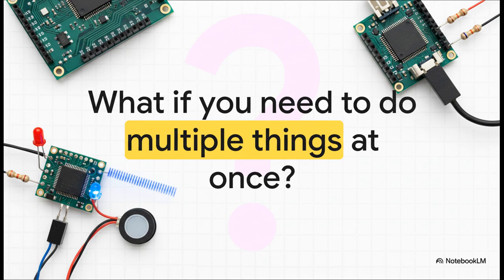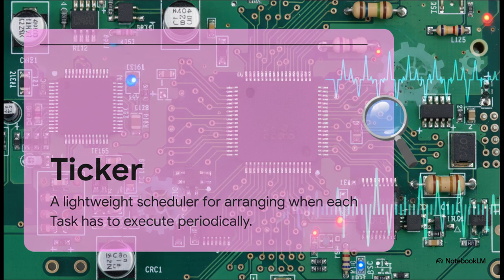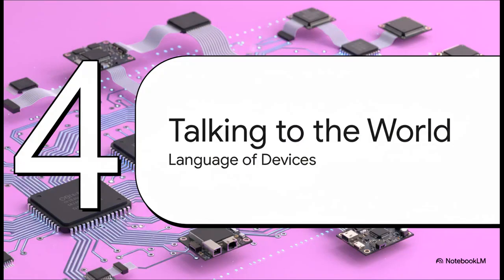So interrupts are great for those sudden, important events. But what if you just need to juggle a few ongoing tasks at once? Like how do you blink an LED every single second while also checking a sensor every 100 milliseconds? For that, DarkLight has this awesome feature called a ticker. You can just think of it as a simple scheduler or a little personal assistant for your code. You can tell it, hey, run this function every 500 milliseconds and run this other function every 200 milliseconds. It just handles all the timing in the background so your tasks can run side by side without getting in each other's way. So our device is now responsive and it can multitask.